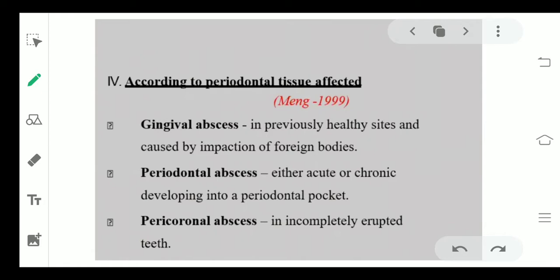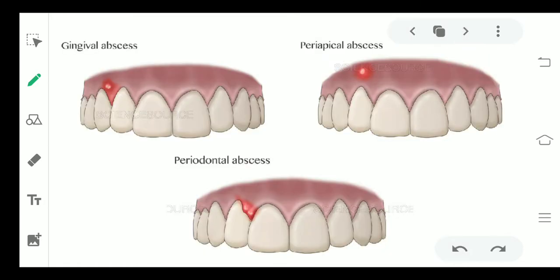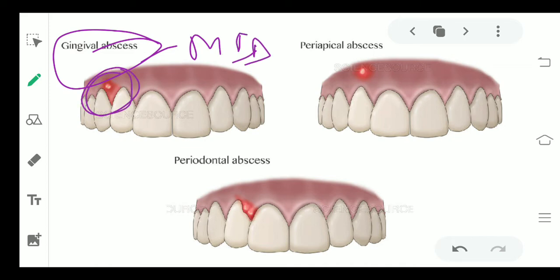Now coming to the classification according to the periodontal tissue affected, we have already done this: the gingival abscess, periodontal abscess and the pericoronal abscess. Moving on, if you see in the figure where it is exactly located, the gingival abscess involves the marginal and the interdental gingiva; you can see it is in the gingival region. The periapical abscess is usually near the apex region. This is the root, for example, and that is the apex region. Now coming to the periodontal abscess, which usually involves the deeper structures of the periodontium.